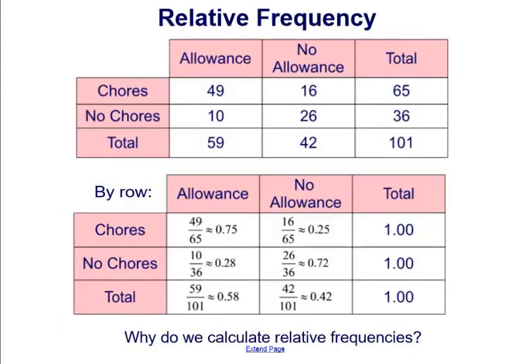So we are going to take each cell in the table and put it over as a fraction, comparing it to the totals in the rows. So we'll have 49 over 65, 16 over 65, 10 over 36, 26 over 36, 59 over 101, 42 over 101. So we have these relative frequencies. Now, why do we calculate relative frequencies?